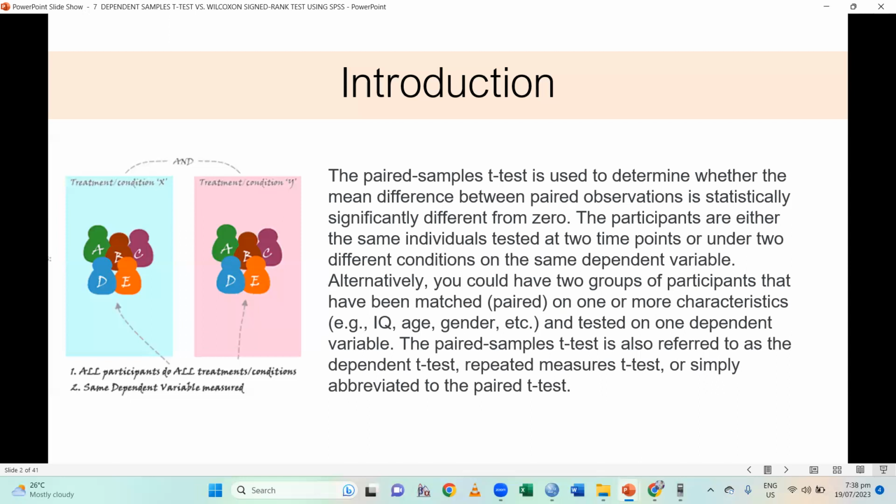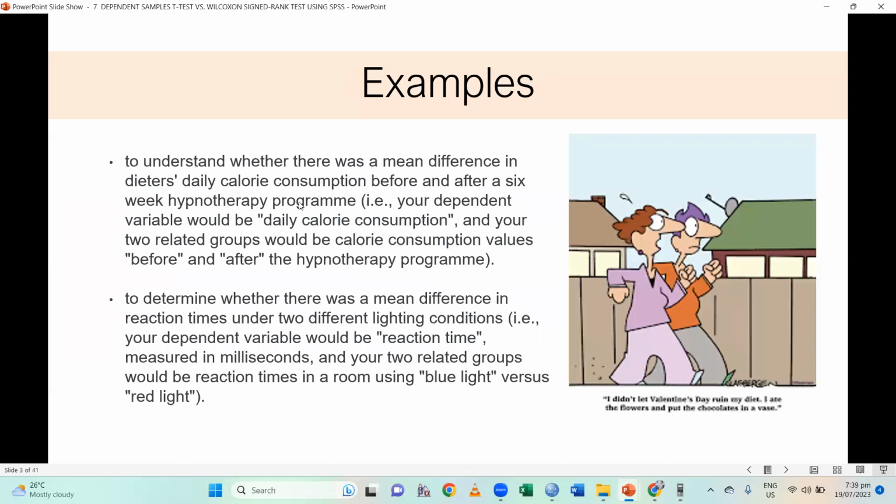The paired samples t-test is also referred to as the dependent t-test, repeated measures t-test, or simply abbreviated to the paired t-test. Okay, thank you. For example, if you wish to understand whether there was a mean difference in the dieter's daily calorie consumption before and after a 6-week hypnotherapy program, the dependent variable here would be daily calorie consumption. And your two related groups would be calorie consumption values before and after.